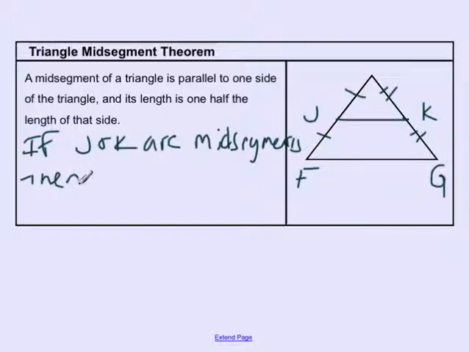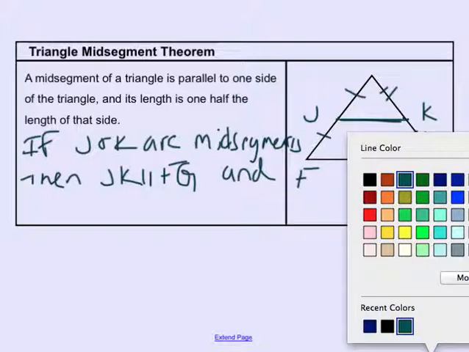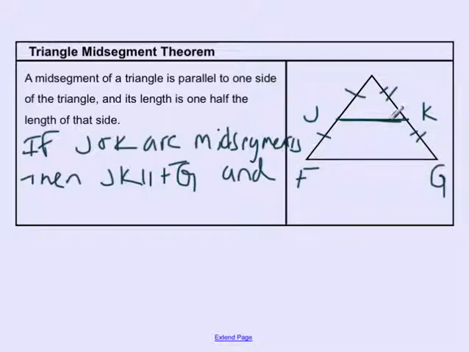then JK is parallel to FG. Okay, we know that from the previous page. Now here's the new part. And we also know that this line right here, this is the new part, so I'm going to write it in a different color. This is the most important part. That this line right here, JK, so the length of JK is going to be equal to 1/2 the length of this FG. So JK is equal to 1/2 the length of FG.